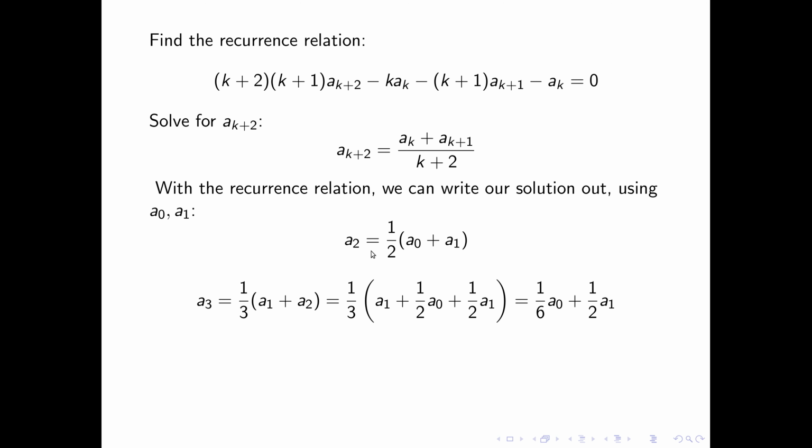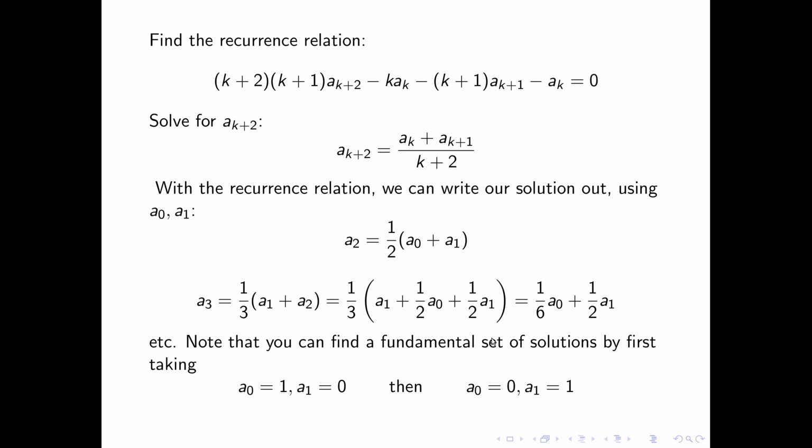Okay, so a sub 2 you could write as this expression, a sub 3, and if you were by yourself writing these out, you might go out a few terms just to see what it looks like. But then, as we mentioned in the last video, you can find a fundamental set of solutions by taking different constants for a0 and a1. So 1, 0 you could do for one function and 0, 1 for the other. Do you remember why we can do that to find a fundamental set?